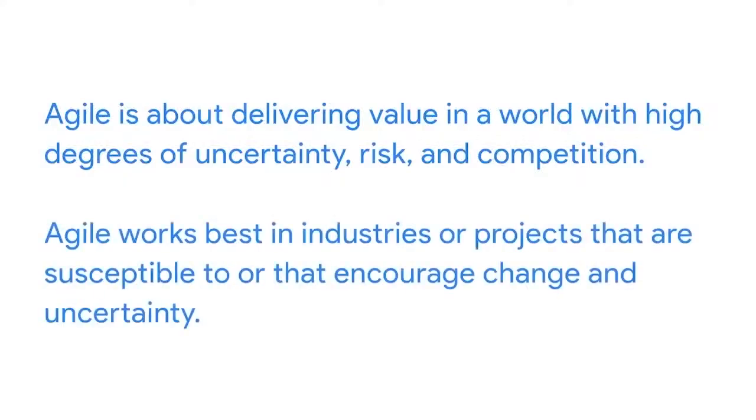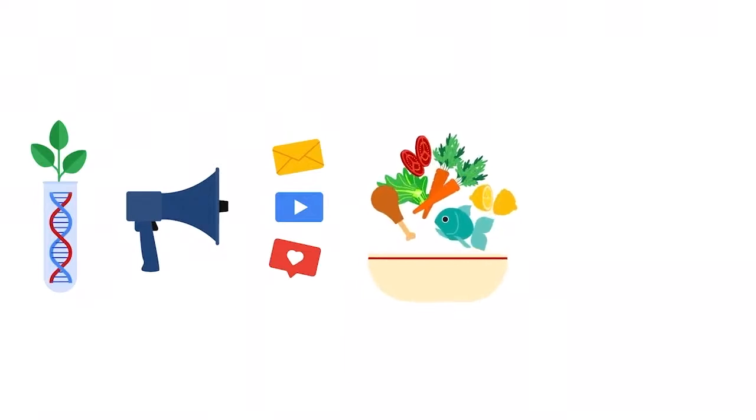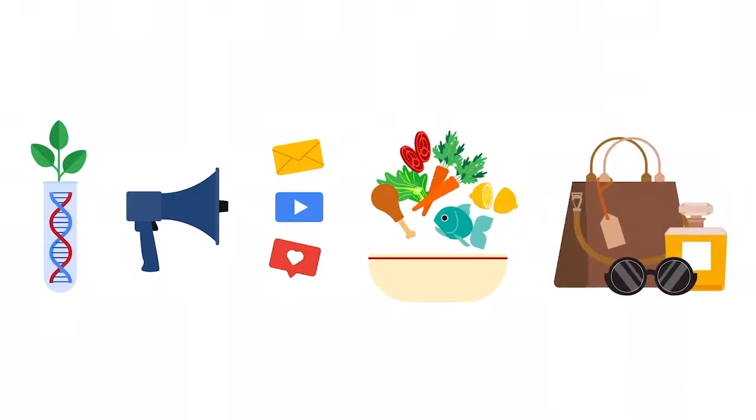It sets a team up to react as quickly as possible to new information, new market opportunities, and even new technologies. Agile works best in industries or projects that are susceptible to or that encourage change and uncertainty. What kinds of businesses or industries besides software come to mind that deal with lots of change? A few that I think of are biotechnology, with emerging vaccines, treatments, and technologies. Media, with endless new ways to share content. The food industry, with celebrity chefs and the latest food craze. And fashion, an industry built on keeping up with shifting trends. Did any of these surprise you?